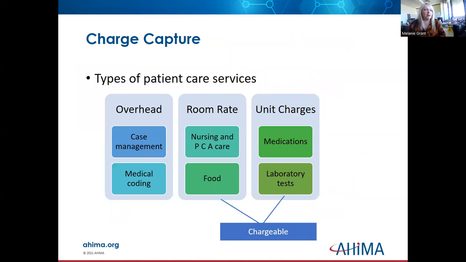As we talked about in the past, there's different types of services. So depending on where you're at, depends on what you're capturing and what you're listing. Here you can see like what might be included in a hospital setting, where you have room rates, unit charges, and overhead all combined into one chargeable capture. This may include the coding for specific services done, as well as everything that the patient is receiving, like even their food in the hospital.